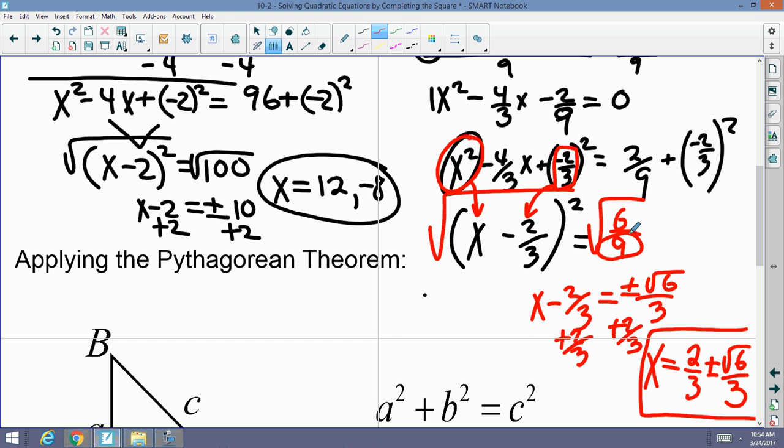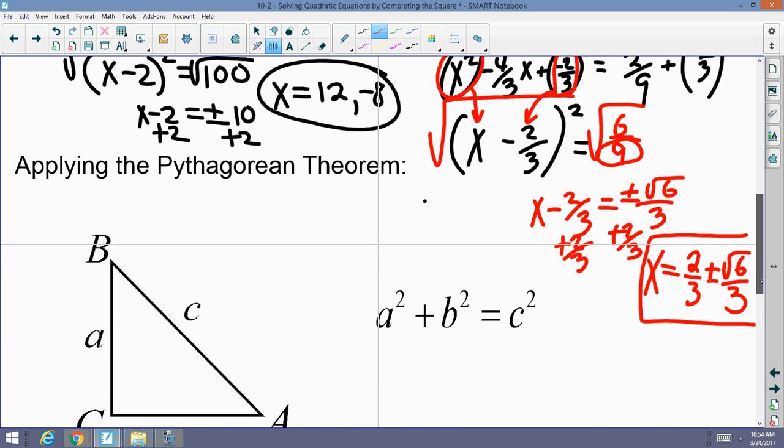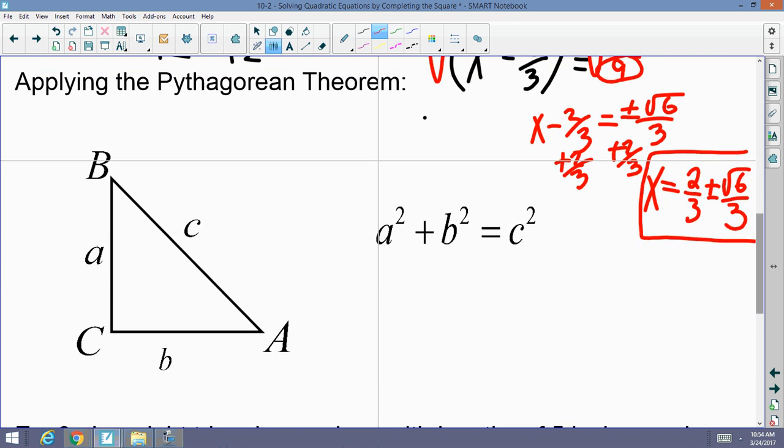Okay? All right. Applying the Pythagorean Theorem. Guys, believe it or not, there's going to be applications for this. That's what the SAT is all about. And the Pythagorean Theorem, I know that we've talked about it before. I know you saw it in freshman year. I know you saw it last year in geometry. And it works only with right triangles.